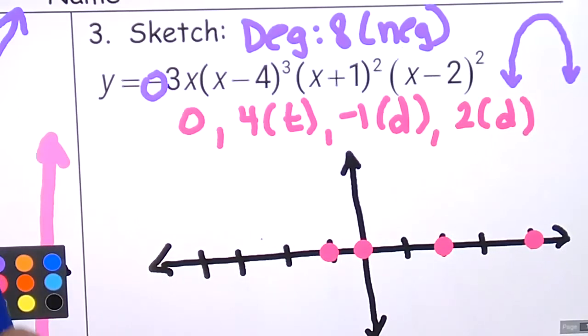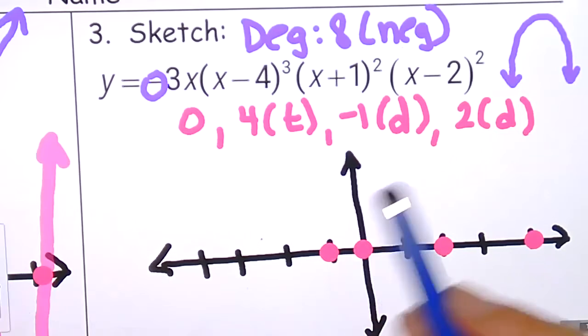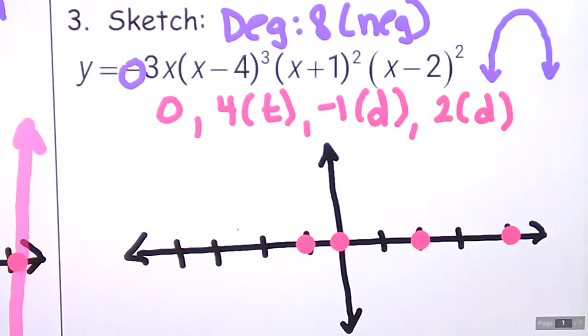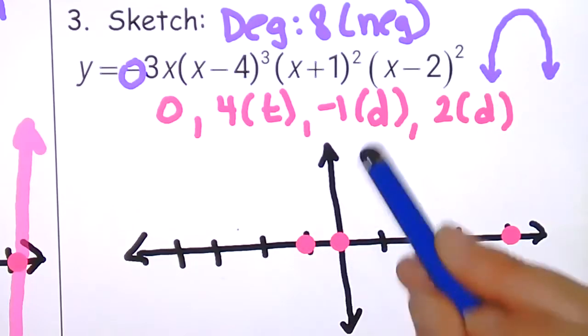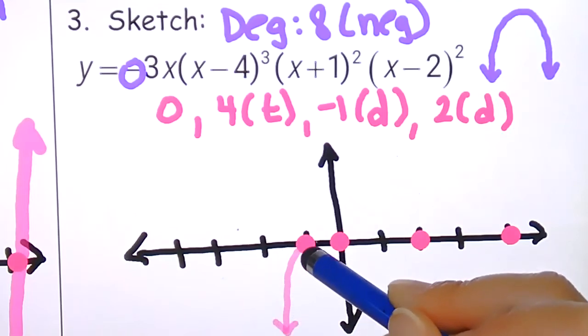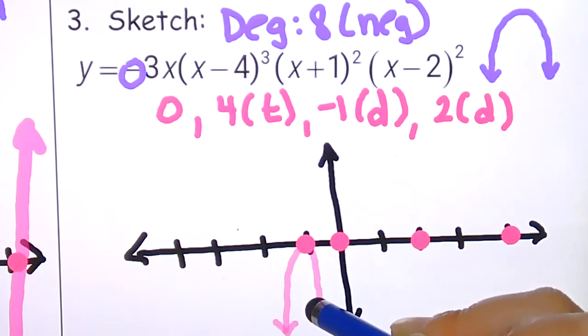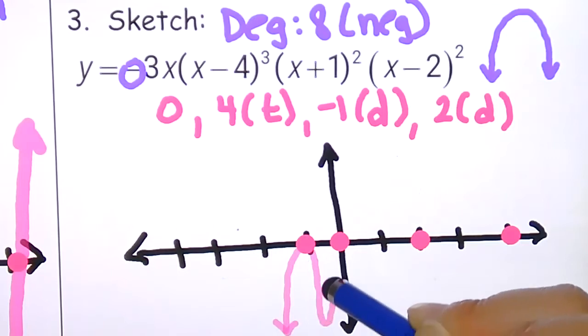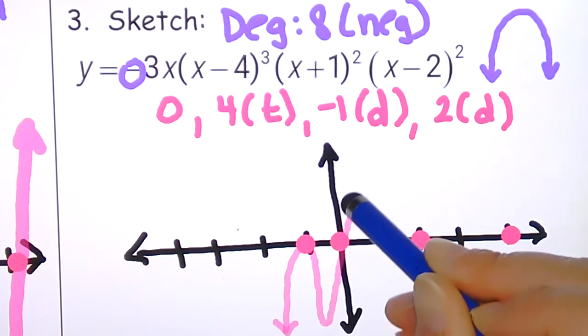And for this, when I'm going through these, again, it's going to be like a parabola that opens down. So it's going to open down. This one here was a double, so it's going to come up and bounce back. It's going to go to 0, which means it's going to go through because that's a single.